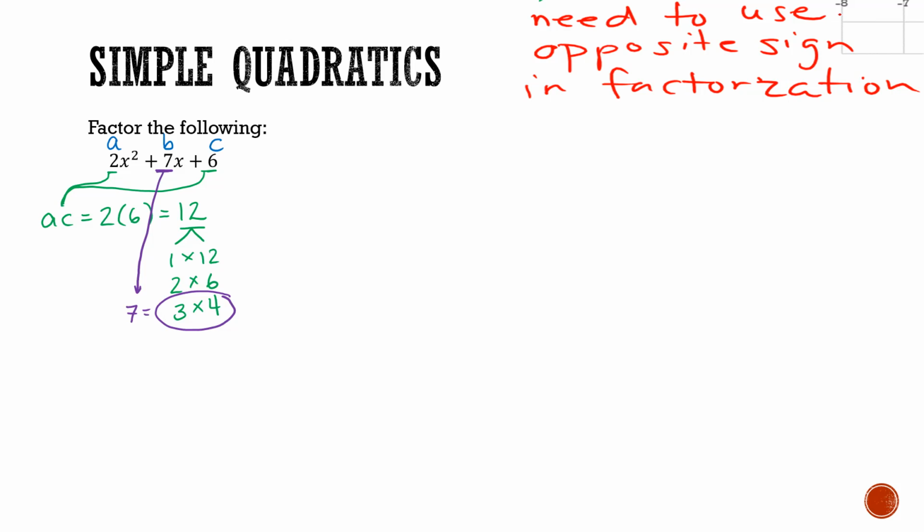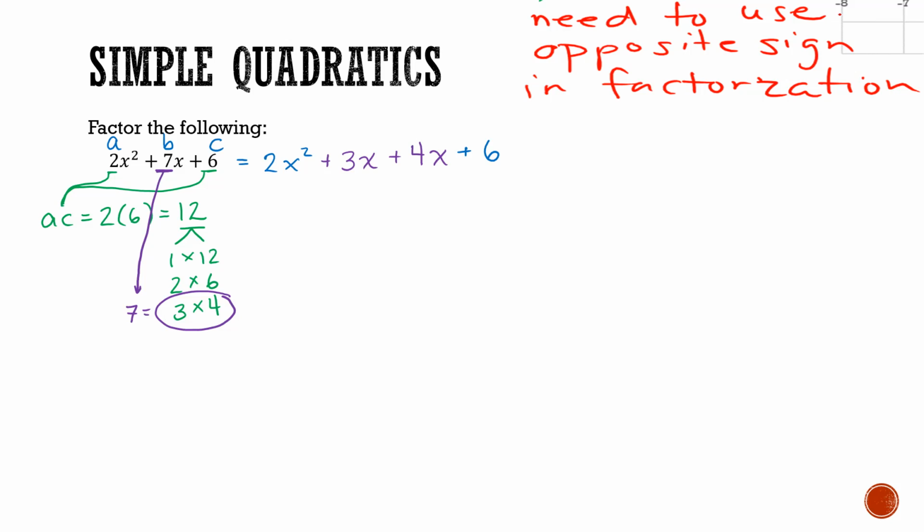The next thing we're going to do now is rewrite our original expression using this pair of values that we found. So I'm going to rewrite my expression 2x squared plus 7x plus 6 to be 2x squared plus 3x plus 4x plus 6. Now, this expression is equivalent to what I had before because we can see that 3x plus 4x total up to the 7x that I had before. It's just written in a different way now. It's going to facilitate this next part that we're going to do.